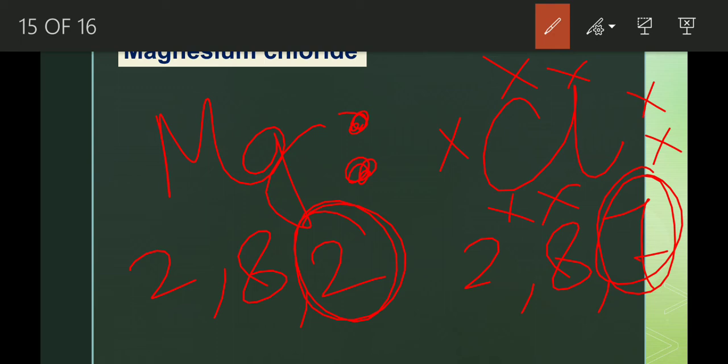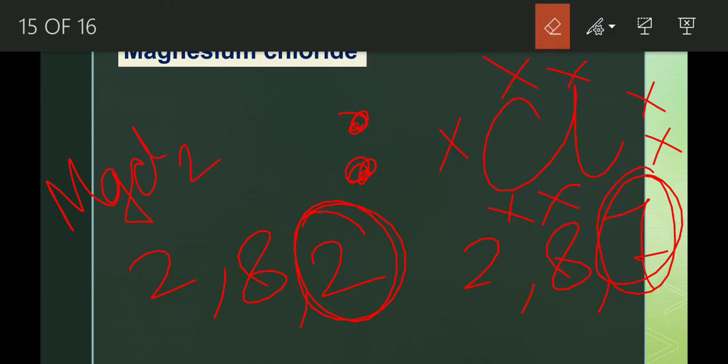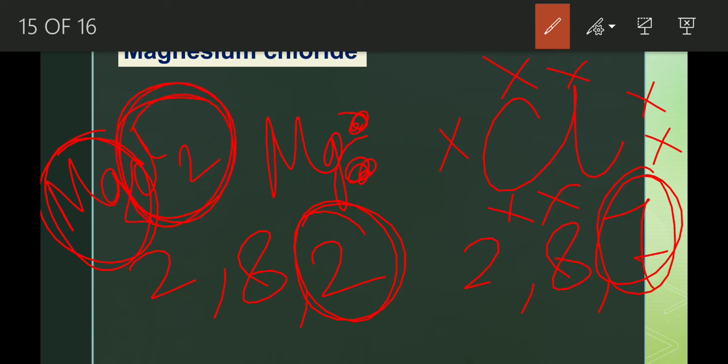Now see what will happen. What is the formula of magnesium chloride? The formula of magnesium chloride is MgCl2. That means here magnesium is present 1 in number and chlorine atoms are present 2 in number. So how will we represent? See, we will write magnesium in the middle and we will write chlorine on both the sides of magnesium. One at the left and another at the right.